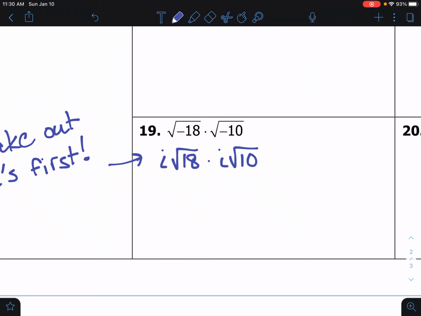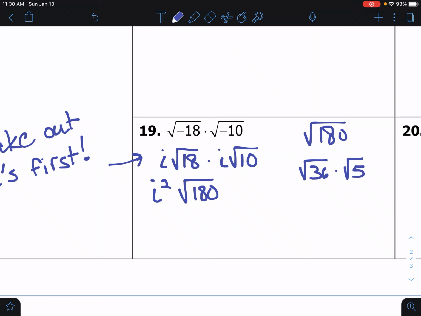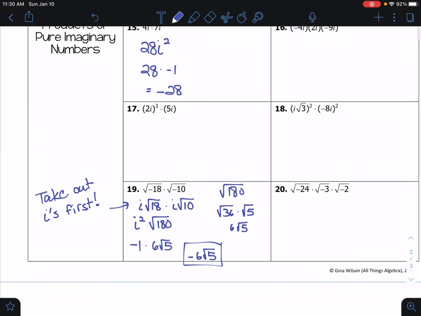And now I can multiply the i times the i, giving i squared. I can do 18 times 10 and get 180. Okay, let's do square root of 180 over here. The biggest perfect square that goes in there is 36. So this would be 6 root 5. Okay, i squared is negative 1, and this is 6 root 5. So this would give me negative 6 root 5.